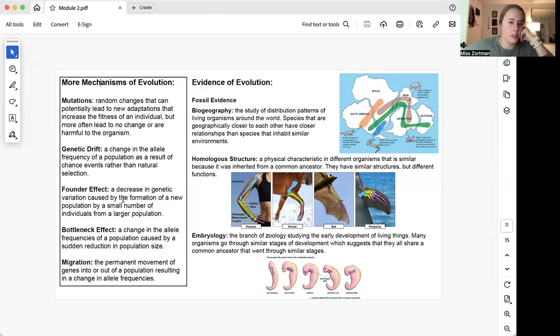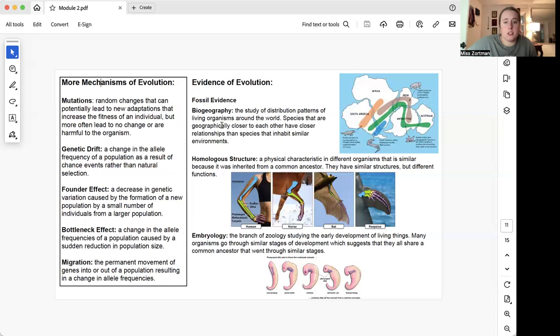Founder effect is when a small number of individuals moves from a large population to a new area where there is no one of their species, so they are starting the new population. Bottleneck effect is when there is a sudden large reduction. This is again like illness or a natural disaster where a large amount of the population is wiped out, and whatever's left are the organisms that pass their traits on. And then migration: organisms that move into or out of an area are going to affect a population.